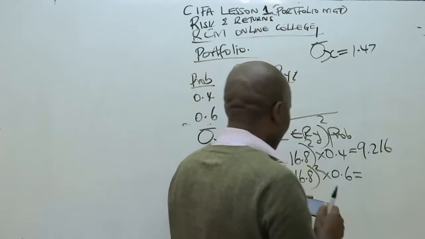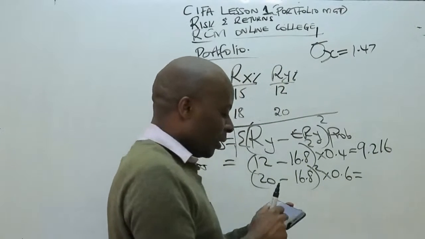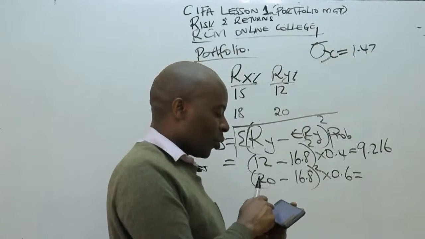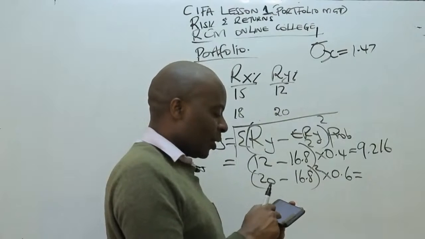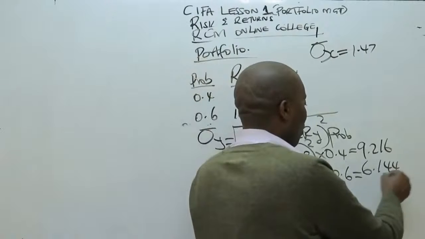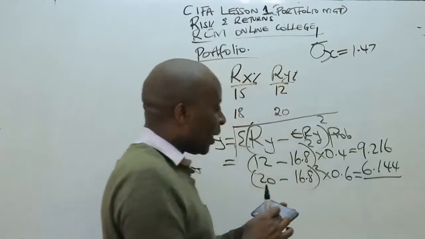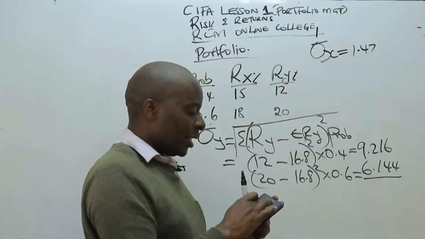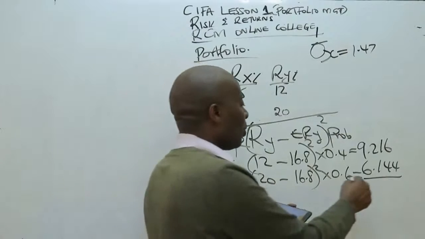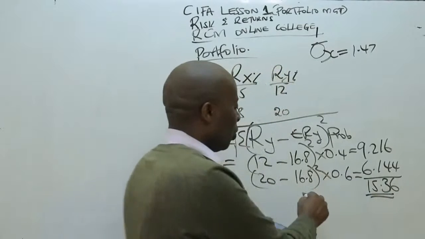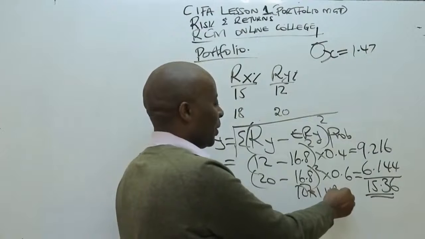Then, ladies and gentlemen, I have the next one, which is 20 minus 16.8, squared, times 0.6. At the end of the day, we'll get 6.144. So please add everything there, plus 9.216 equals 15.36, ladies and gentlemen. That is our total variance.